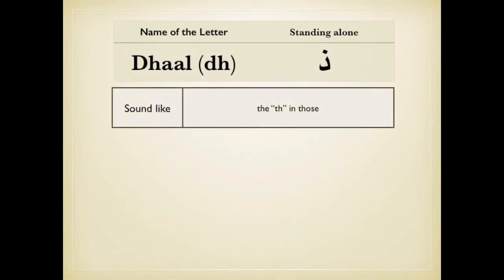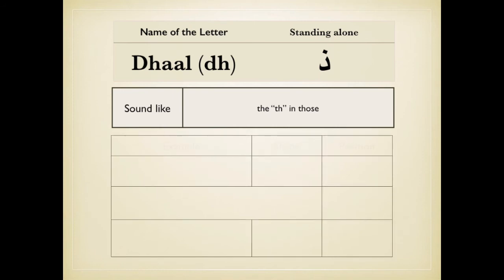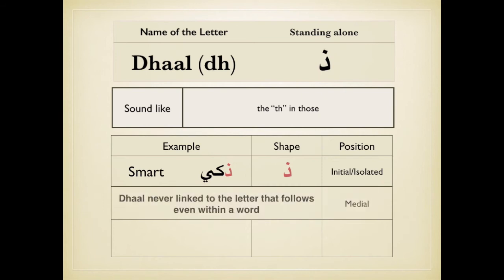Next letter is Daal, the sound here is like the th in those. Okay, we'll go through the positions. The initial and the isolated position for Daal, the shape is similar as you see, and the example here is ذكي, smart. The medial position is the same case as Daal, so there are no examples. And the final position for Daal, the shape as you see, the example here is تلميذ, student.